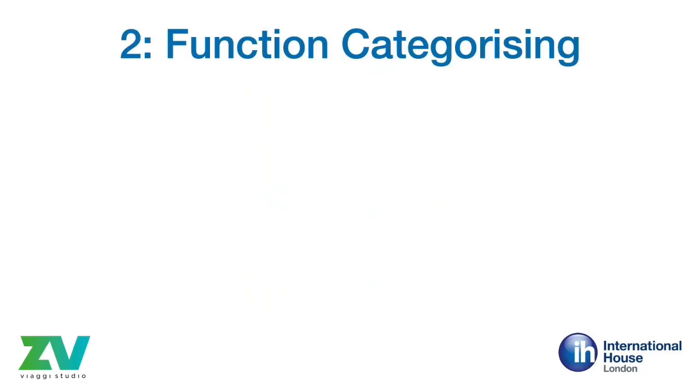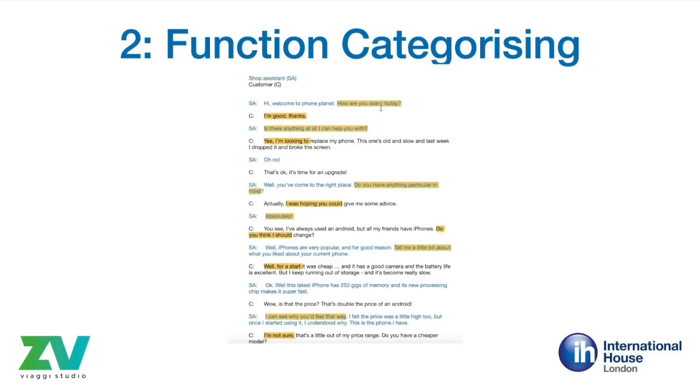Idea 2 is called function categorizing. In this activity, instead of focusing them on collocations, we're going to look at the functional language within the dialogue. As you know, functional language are chunks of language, and we use them to achieve things in English. So here, the teacher will go through the audio script before the class and highlight useful functional language. Then in the lesson, after a lead-in discussion and the gist listening, the teacher gives the audio script to the students with the functional language highlighted.